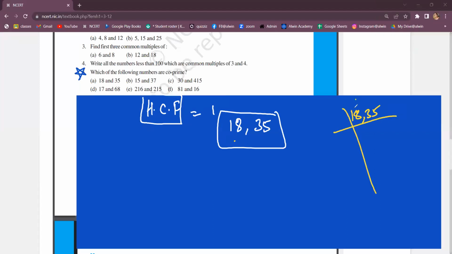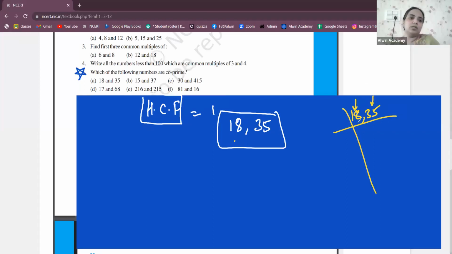So tell me, do you find any number in common, which is a factor to both the numbers 18 and 35? Ma'am, slowly start applying all the divisibility rules here. Are both the numbers divisible by 2, 18 and 35? No, 35 is not divisible by 2, right? Good. So we won't divide it by 2 here.